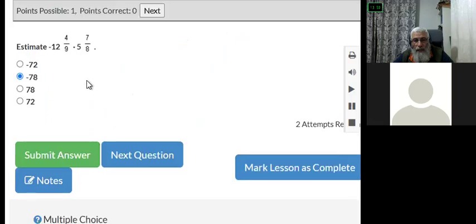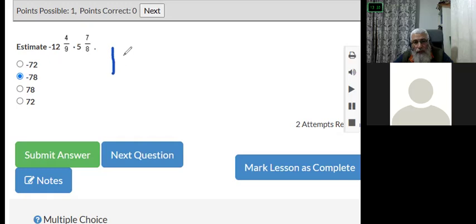Something is incorrect here. Negative times positive is negative. It's an estimate. This is a negative number, correct? Positive times positive is positive. This should be negative. Let's do it.